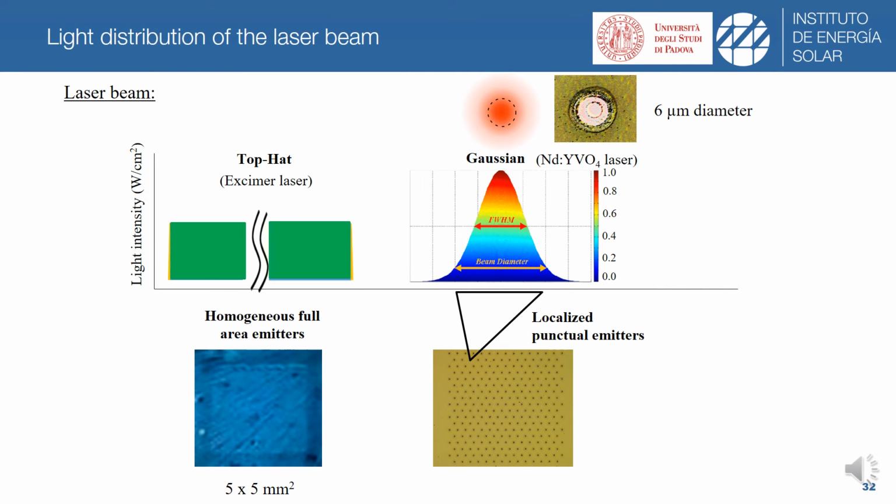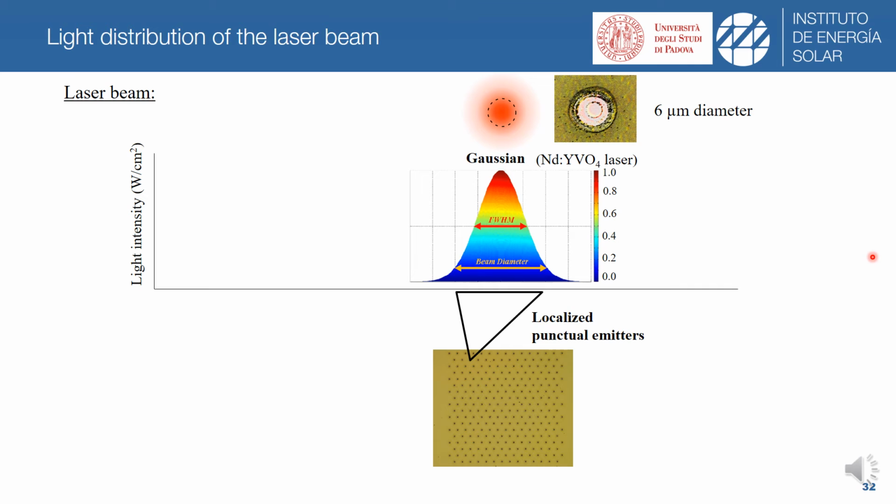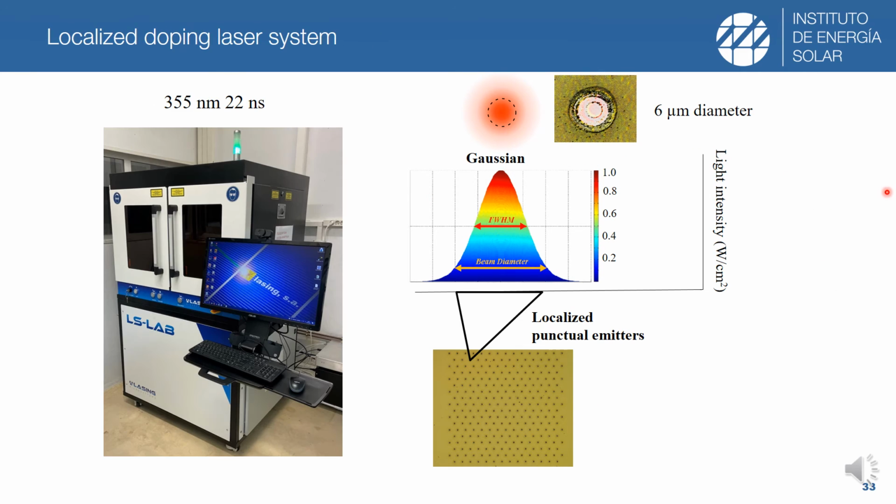So now let's focus on punctual emitter formation by the neodymium yttrium orthovanadate laser system, which is the one shown in this picture. As you can see here, this laser system, which is a diode pumped solid-state laser, also emits in the ultraviolet range, this time at 355 nanometers, with a pulse width of 22 nanoseconds.